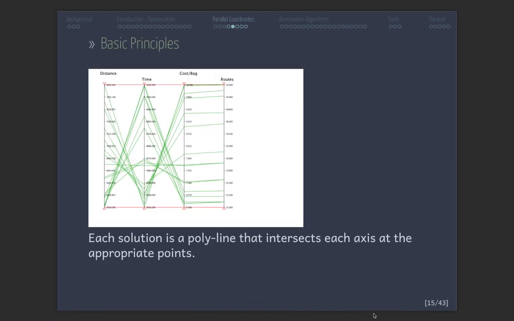So, the basic principles of a parallel coordinates plot. Each solution that we want to plot is a polyline, and each of these polylines intersects the axes at the appropriate points. So where we have an archive of solutions, we get a plot like this where we can see a whole bunch of lines there.